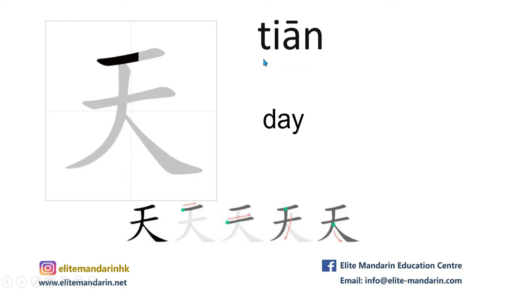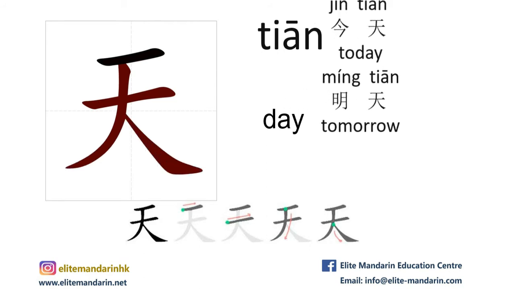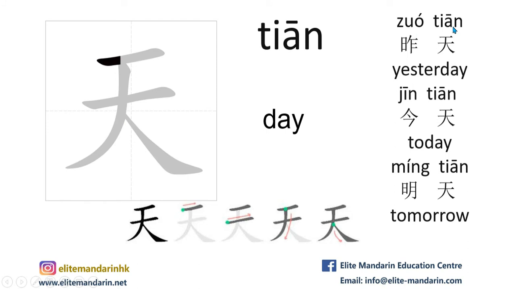Next, 天. It means day. The stroke order is 横, 横, 撇, 捺, 天. We can say 昨天, it means yesterday. 今天, it means today. 明天, it means tomorrow.